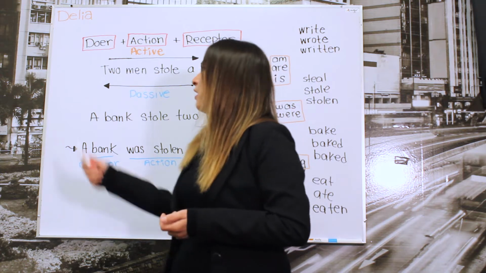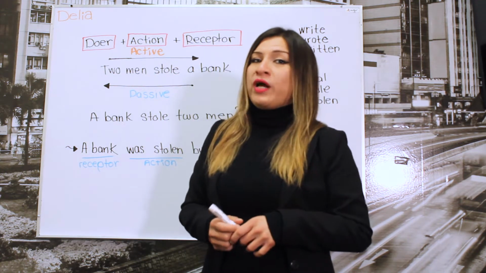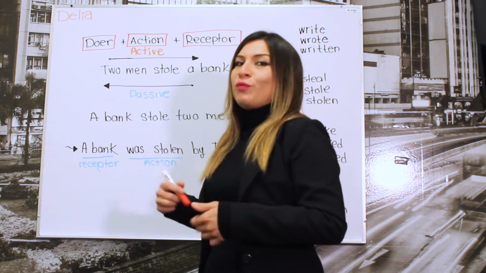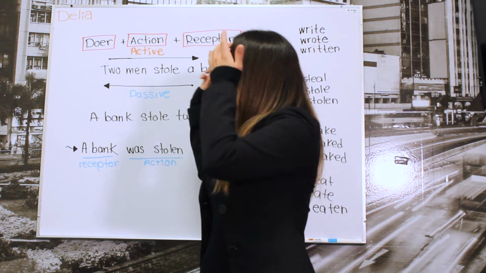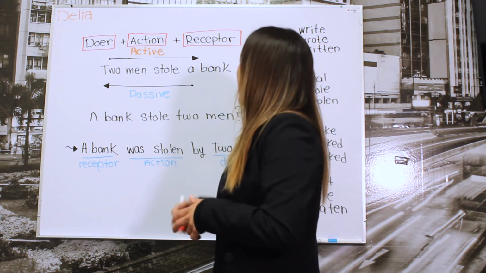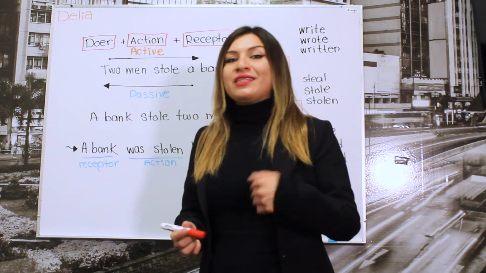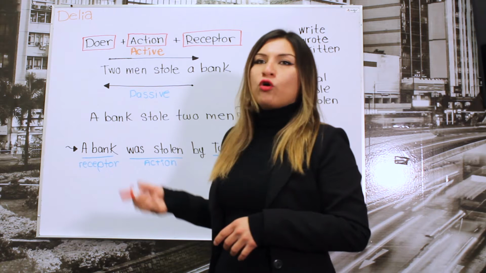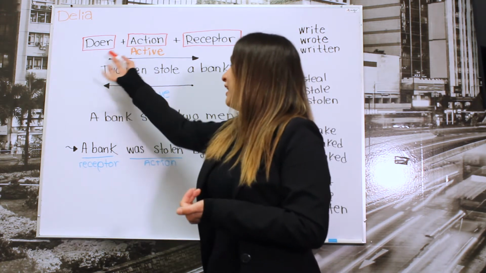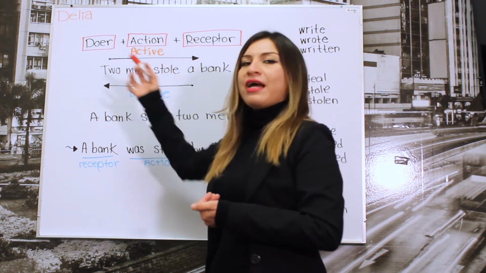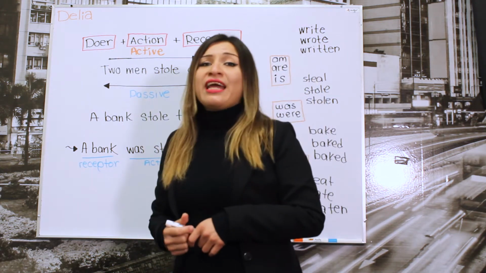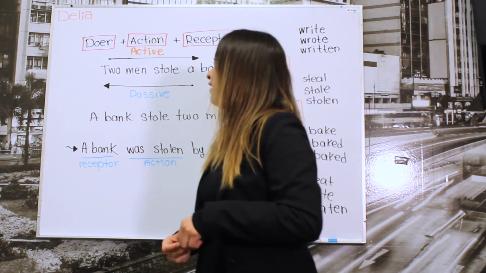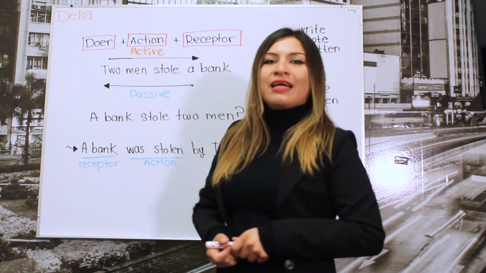Okay, so what is a doer? A doer is something or someone who does an action, or something or someone doing an action. Okay, an action, of course, is an activity. And the receptor is the receiver of the action of the doer. That's why we can call it receptor or receiver. Okay, because it feels all the impact of the doer, of course. Okay, so if we check the main idea of the conversation that I had yesterday: two men stole a bank.